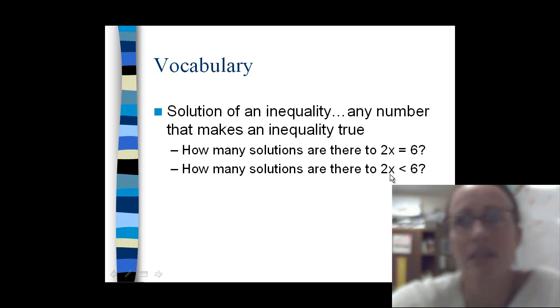Now when we start making a list of how many solutions there are to this inequality, I can think of a whole bunch. 0 would work because 2 times 0 is smaller than 6. 1 would work because 2 times 1 is smaller than 6. All of the negative numbers would work. 3 actually wouldn't work. 2 times 3 is not smaller than 6. So all of a sudden, by changing the verb in our sentence, we have gone from having one solution to having actually an infinite number of solutions. So that's actually going to make the graph look a little bit different also, but we'll talk about that later.